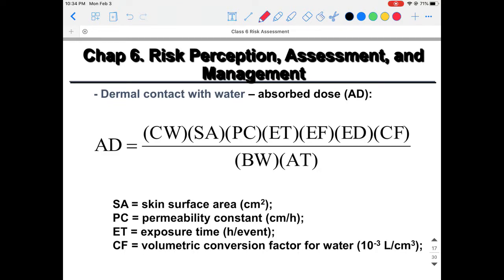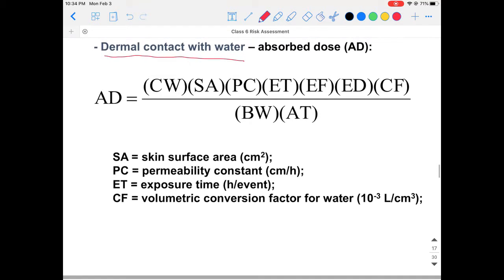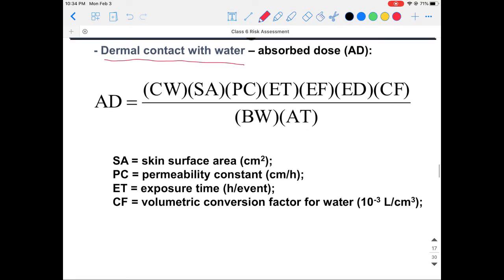As we have introduced, these contaminants can also permeate into our body through dermal contact, let's say when you are taking a shower or when you are swimming, all right? So they can also penetrate through our body system. So this is calculated in a different way.